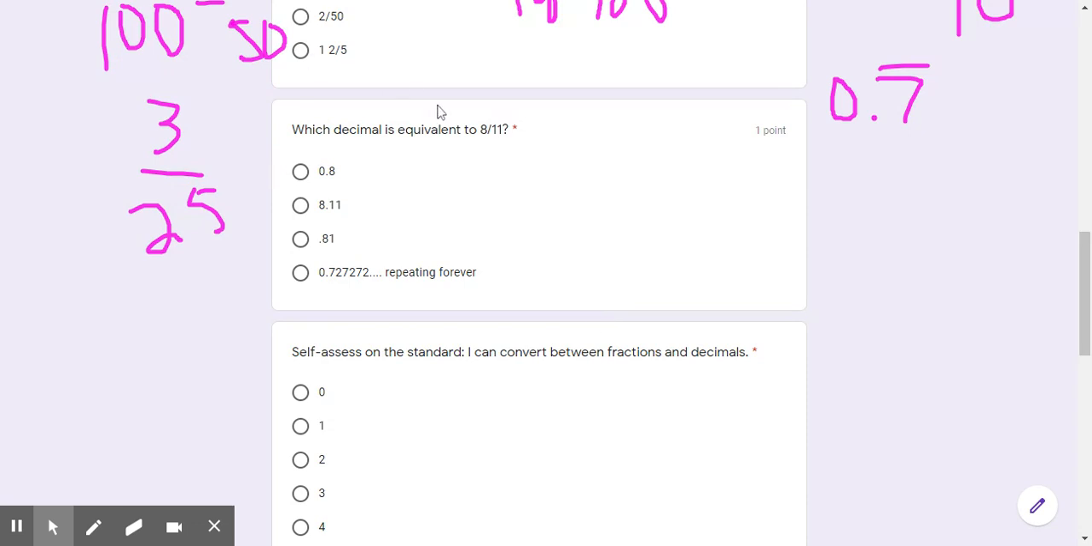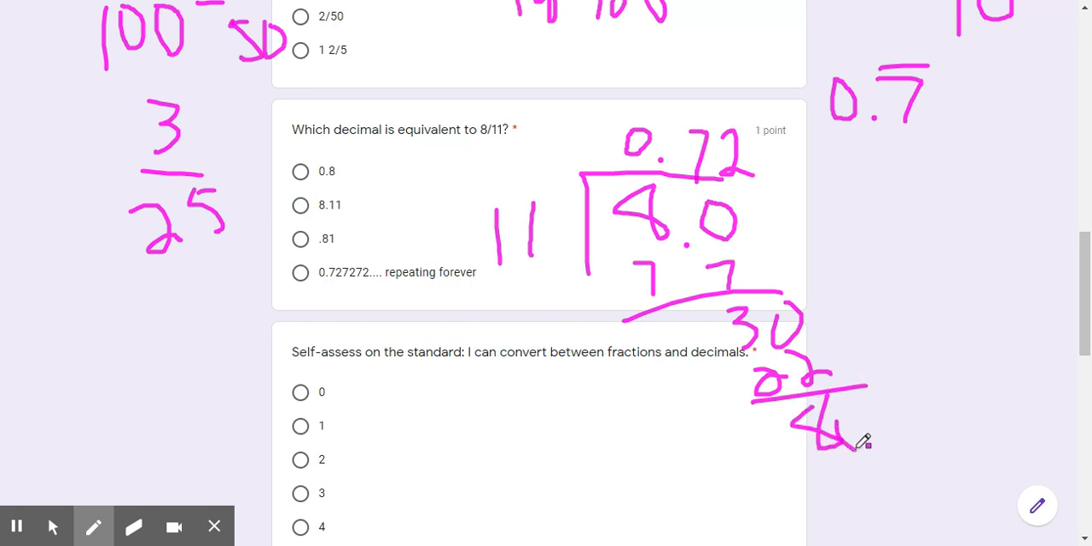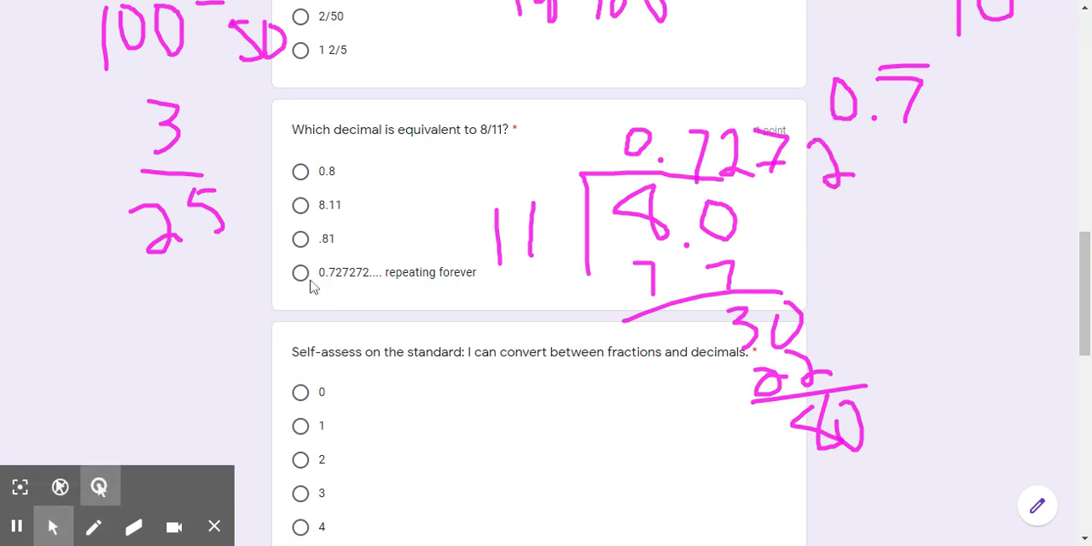Last one, which decimal is equivalent to 8/11? We're going to do that long division again. I'm going to talk through it very quickly because we've already done it twice. But 11 goes into 8 0 times, into 80 7 times. 7 times 11 is 77. You've got a 3 left over, bring down a 0. 11 goes into 30 2 times. 22. We're going to get that 8 again. And if we kept going, this would just be 0.72727272 forever. It's another repeating decimal. So this is the correct answer.